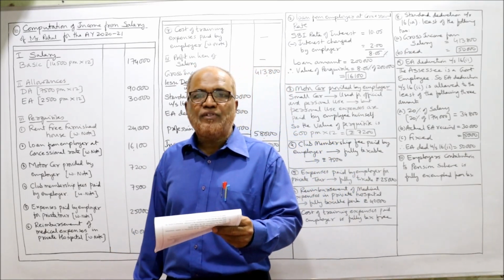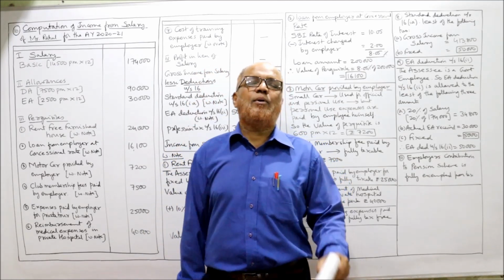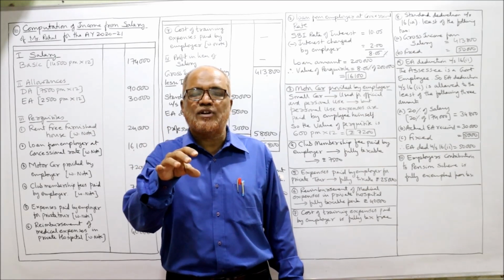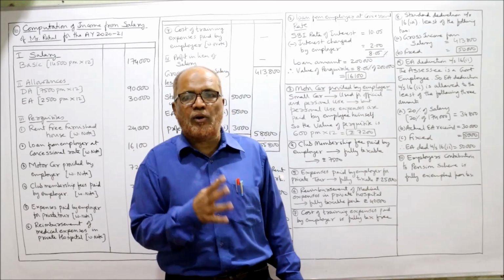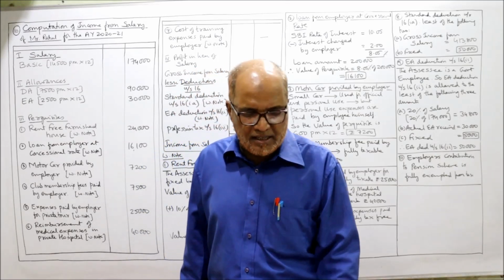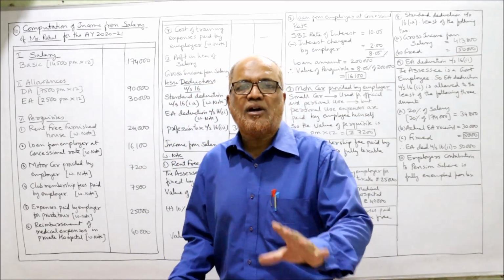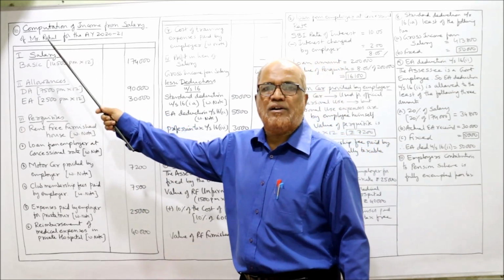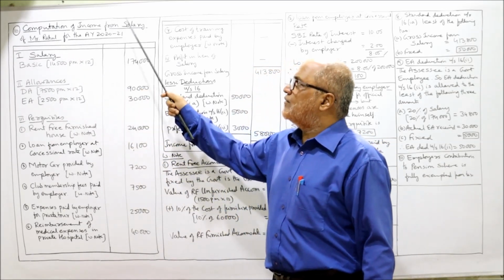Then cost of training expenses paid by the employer 10,000. The cost of training or refresher courses attended by the employee is fully exempted from tax. Profession tax paid is 3,000. That's all. These are the contents of the problem. I have explained all the points. Now, how to present it in the solution. Computation of income from salary of Mr.